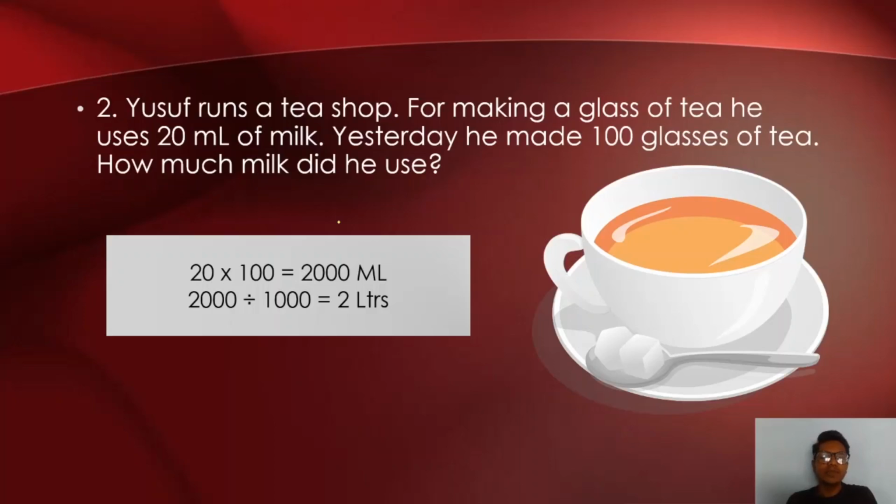So, it is simple. We know that for one glass, if he used 20 ml, so for 100 glasses, 20 into 100, right? Which is equal to 2000 ml. And if we have to write that answer in liters, then we will just divide it by 1000. 2000 divided by 1000 is equal to 2 liters.